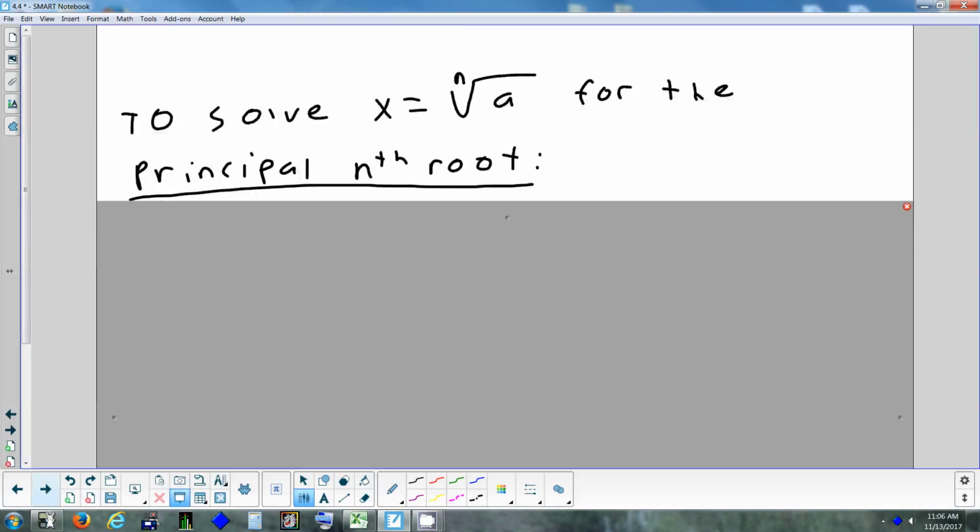Okay, so when they ask you to solve a root problem, a lot of times they're going to ask for the principal root, which basically is just a fancy way of saying they want one answer. Because technically, if you do a square root problem, there are 2 answers. If you do a cube root problem, there are 3. If you did a 10th root problem, there are 10 different answers.